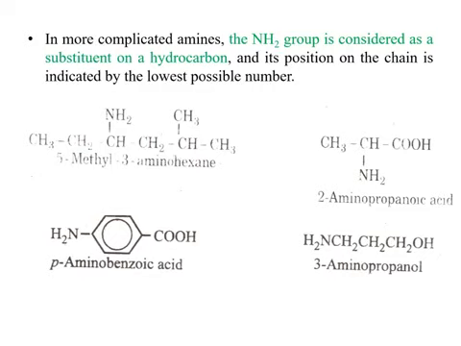The last class has two functional groups, one is NH2 and the other one is the alcoholic functional group. So among alcohols and amines, alcohol is more reactive. That's why alcohol will become the part of the parent molecule, and the amino group will become a substituent. So the overall name of this molecule will become 3-amino propanol.